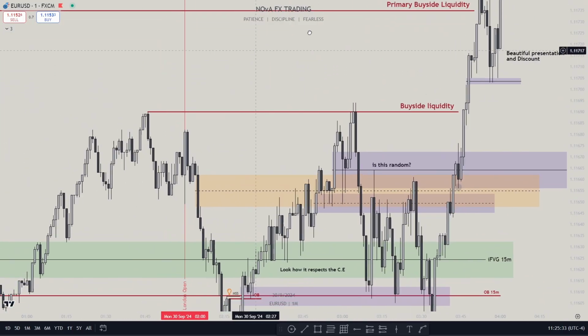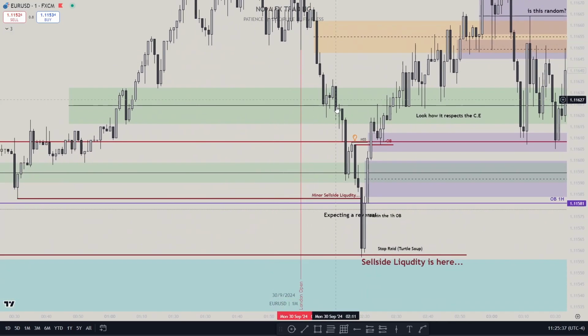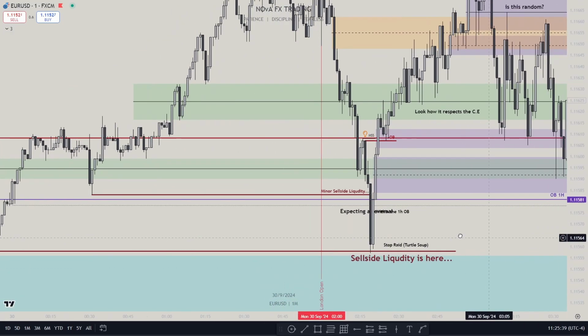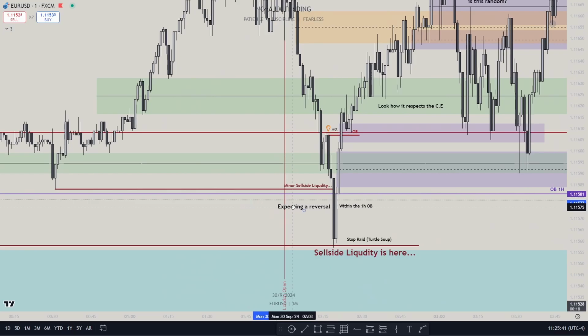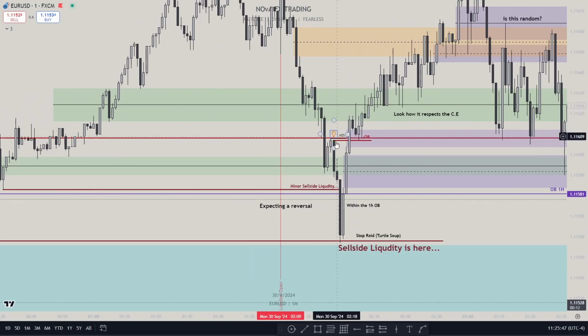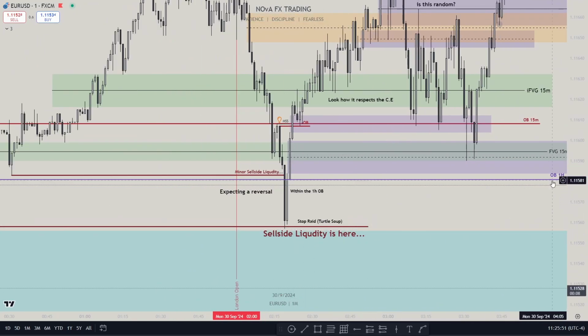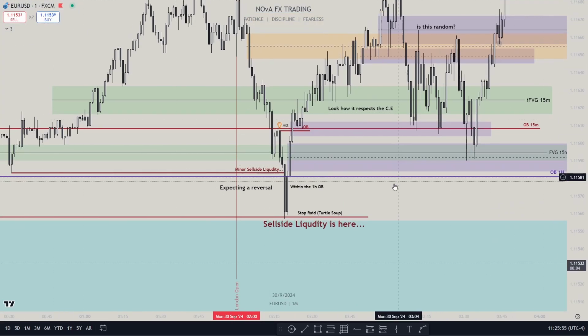All right, so 2 a.m. starts. We can see the price is rallying down to our important levels where we can expect a reversal. That is what we want. We want reversals in London. We want to capture the big movements, so we want the price to go to an important level. For example, here we have the sell side liquidity. We also have the 1 hour order block, which is a much higher time frame compared to 1 minute.